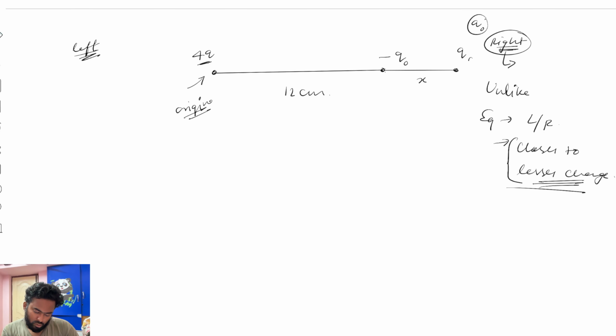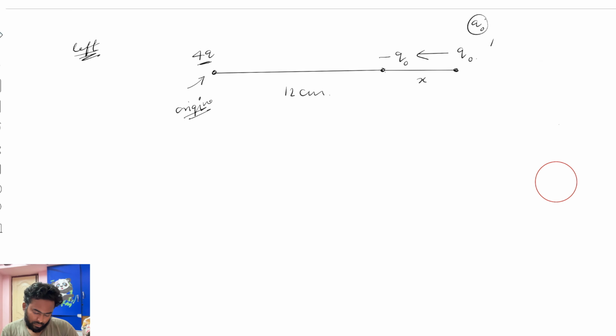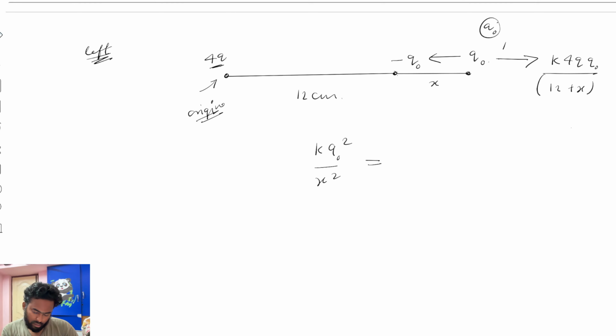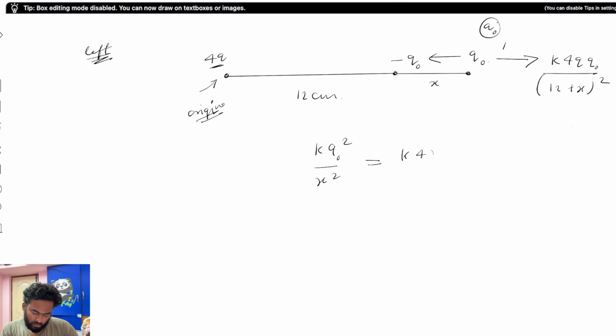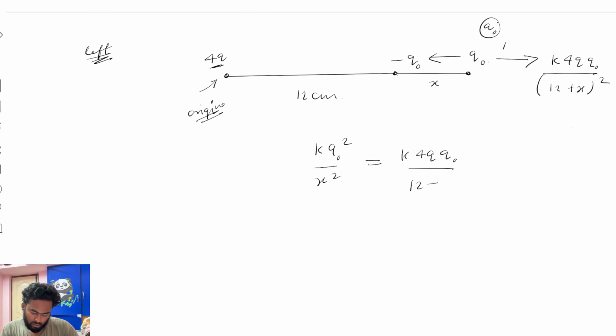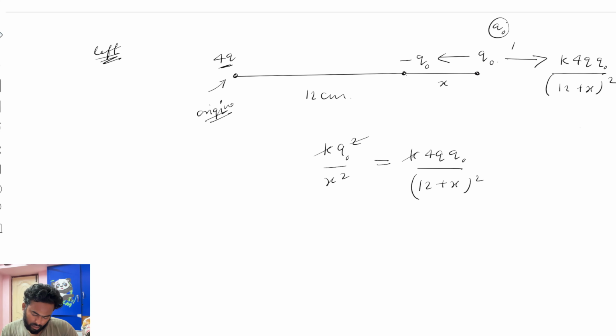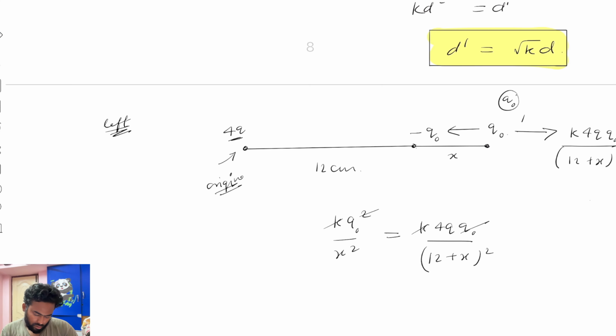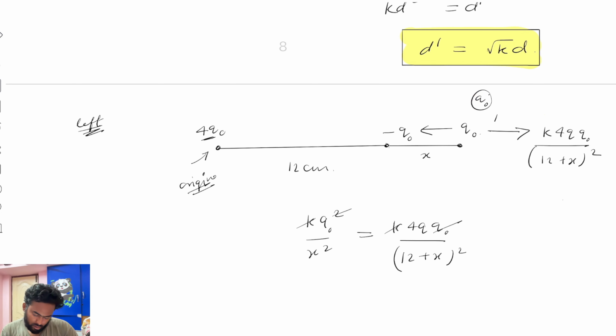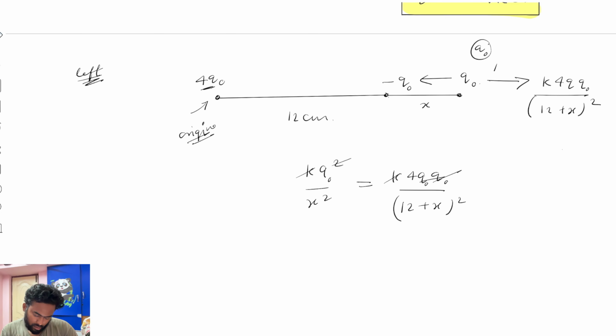You place q naught. Now calculate the force on this one. This one will give it this side force. It will be k q naught square by x square, and 4q will give this in this side direction, k 4q q naught divided by 12 plus x whole square. So k q naught, 4 q naught both are there. So q naught square will also be cancelled.